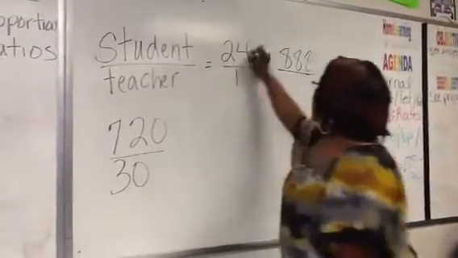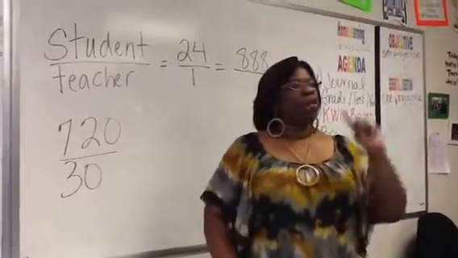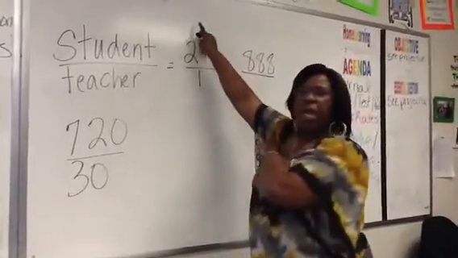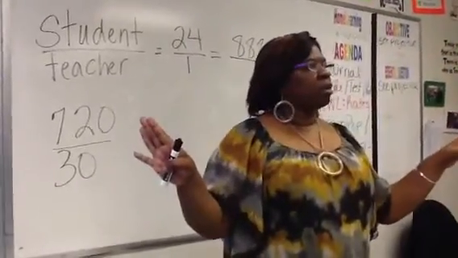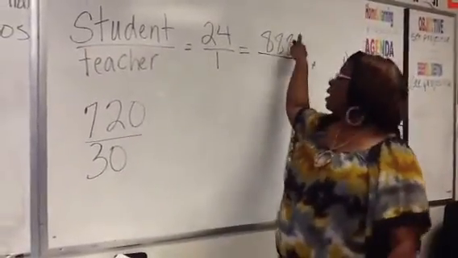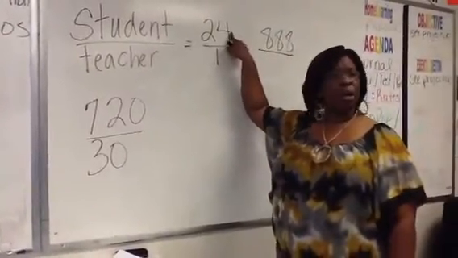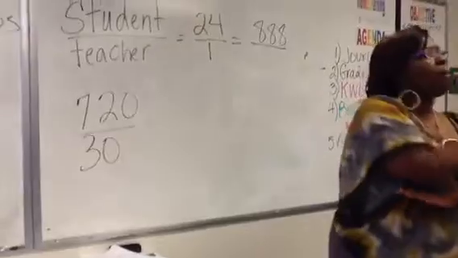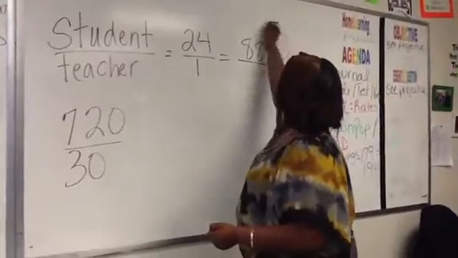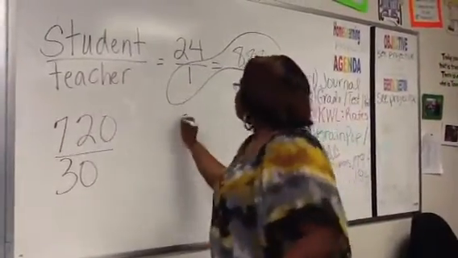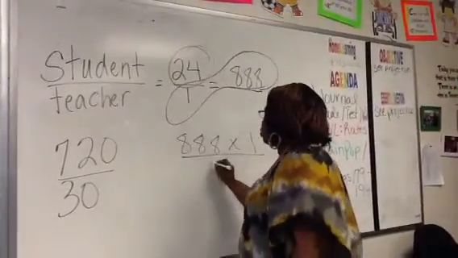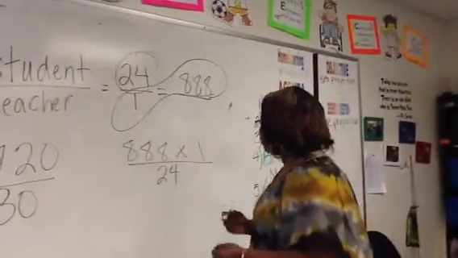Okay, excellent. Now we have a proportion. Now we have two options. The first option is we can cross multiply and then divide by what's left. That option always works. Okay? Or we can use the property of 1. Now, right off the bat, do we know whether 888 is a multiple of 24? No, we don't know that. So we should always resort back to our original method, which is cross multiply and divide. So we're going to cross multiply 888 times 1. Very good. And we're going to divide that by what's left? 24. Okay?